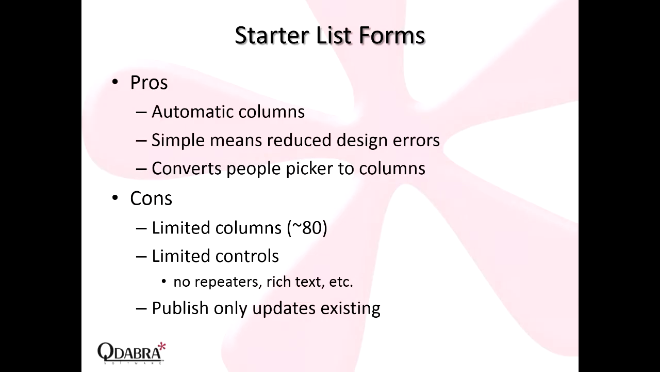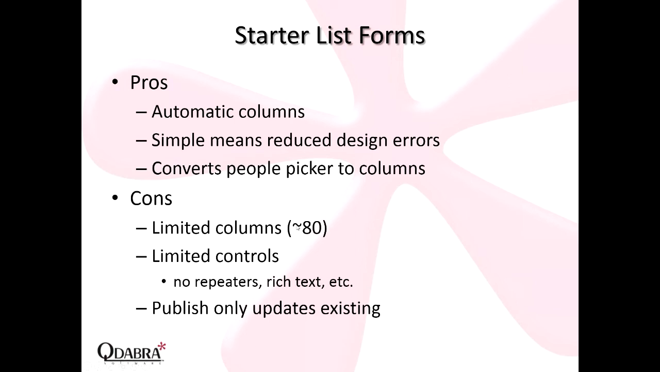So the drawback here for the starter form is that you don't have as many columns. So if you start creating a list form and you extend it and extend it and extend it, at some point you will run out of space. And typically it's around 80 columns, but it depends on the kind of data that you're using, because the limits are based on whether it's string data or date column data or some kind of a numeric value.